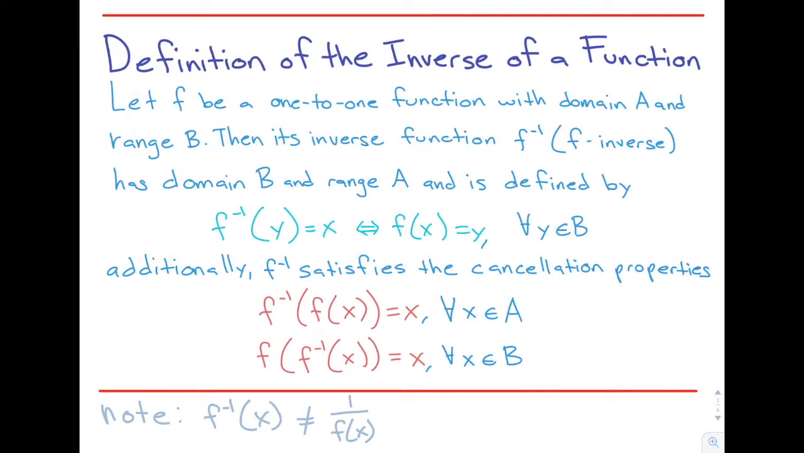So the definition of the inverse of a function: let f be a one-to-one function with domain A and range B, then its inverse function, f inverse, has domain B and range A and is defined by f inverse of y equals x if and only if f of x equals y for all y in B. Additionally, f inverse satisfies the cancellation properties. f inverse of f of x equals x for all x in A, and f of f inverse of x equals x for all x in B. Important to remember that f inverse is not the same thing as 1 over f of x.